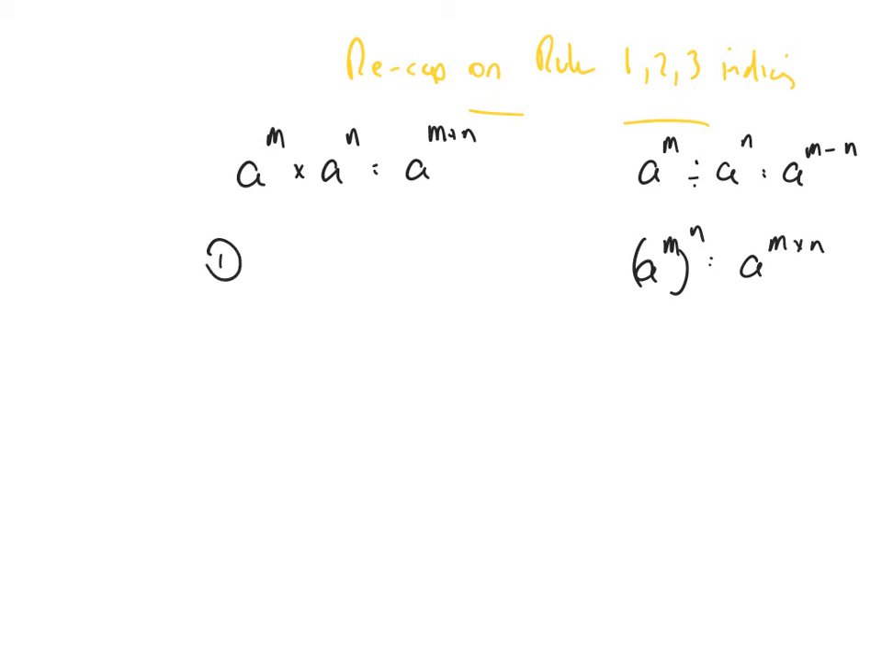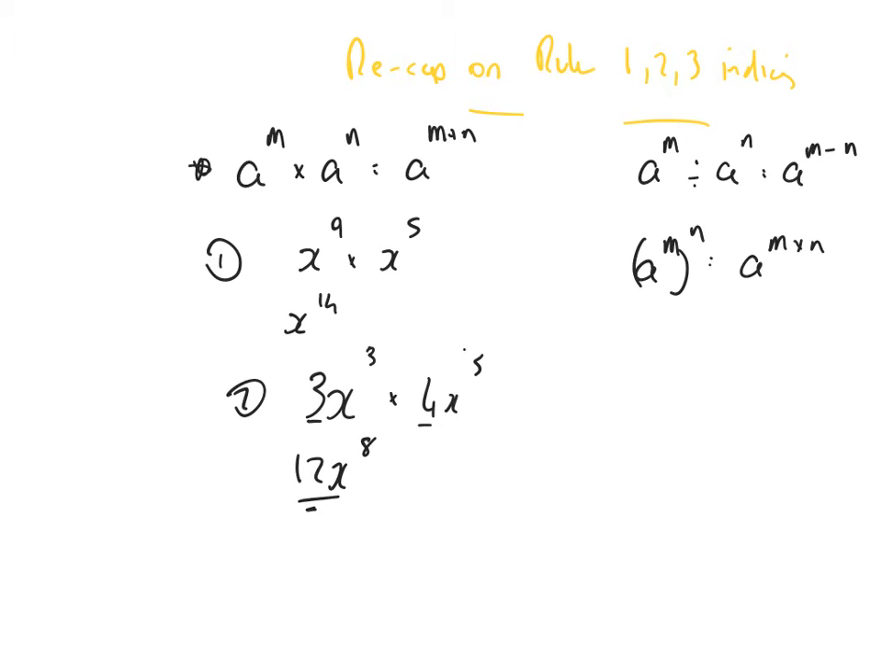So let's look at example 1, or rule 1 rather, to get going. So x to the 9 times x to the 5, that's x to the 14. Example 2: 3x to the 3 times 4x to the 5. You only apply the rule to the powers. So 3 plus 5 is 8, and 3 times 4 is 12, 12x to the 8.